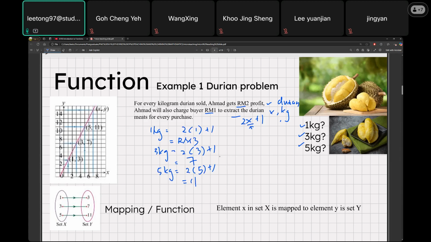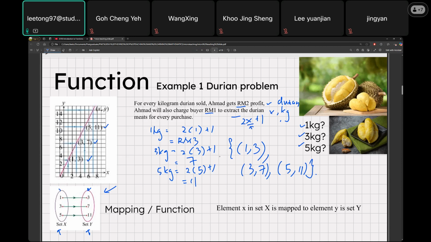If we want to see 1 and 3 in ordered pairs, this is your ordered pair: (1, 3), (3, 7), and (5, 11). And this is also the same representation. Okay, this is also the same. What we say about this is that this is a function.